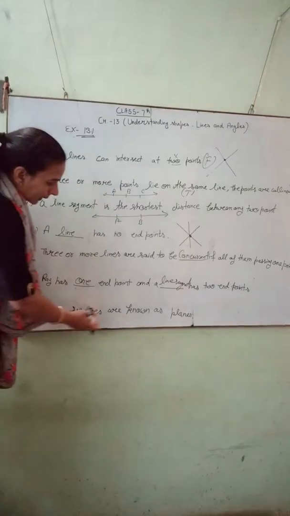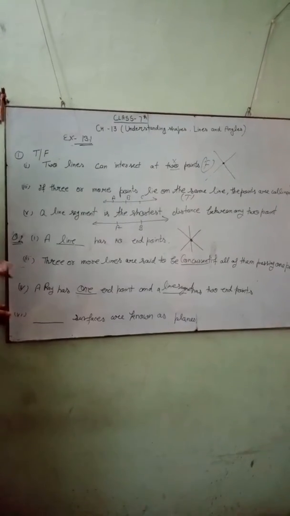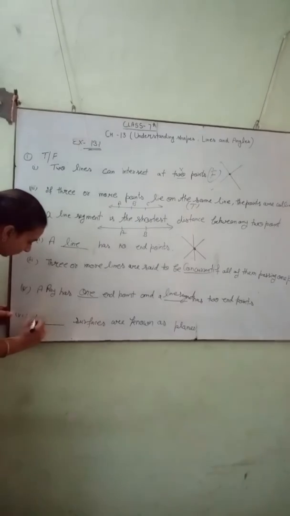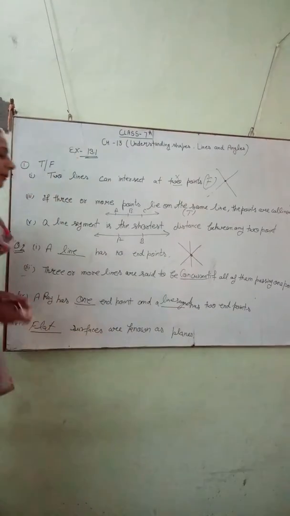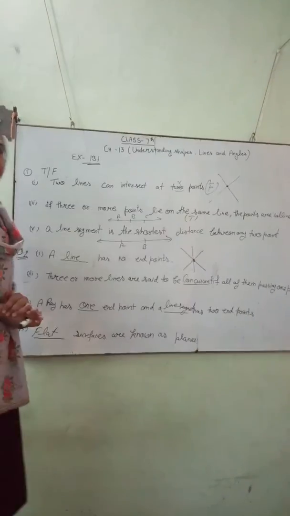A dash surface is known as a plane. Students, we already discussed this. A flat surface is known as a plane. These are two questions. Then we take the next question.